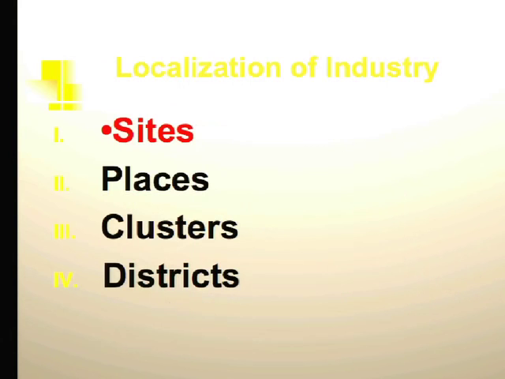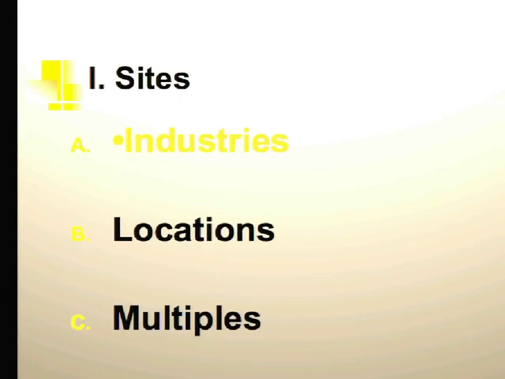Okay, so we have 4 topics today: sites, places, clusters, and districts. The first 2 kind of go together, and the second 2 go together here. So start with sites, with 3 subtopics: industries, locations, and what I vaguely call multiples, since I couldn't come up with a better term. You'll see what I mean. So let's start with industries.